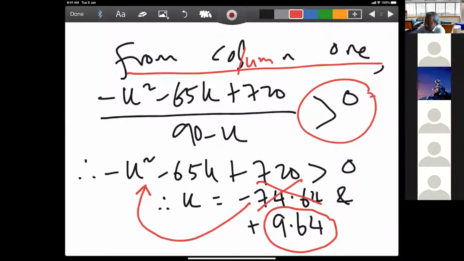Do you understand? Yes, doctor. Row 1 and row 2 are indeed negative. We use column 1 only, not column 2. The theory says for stability, column 1 must be greater than 0. What about the other columns, 2 and 3? No, columns 2 and 3 are not included in the theory, only column number 1.